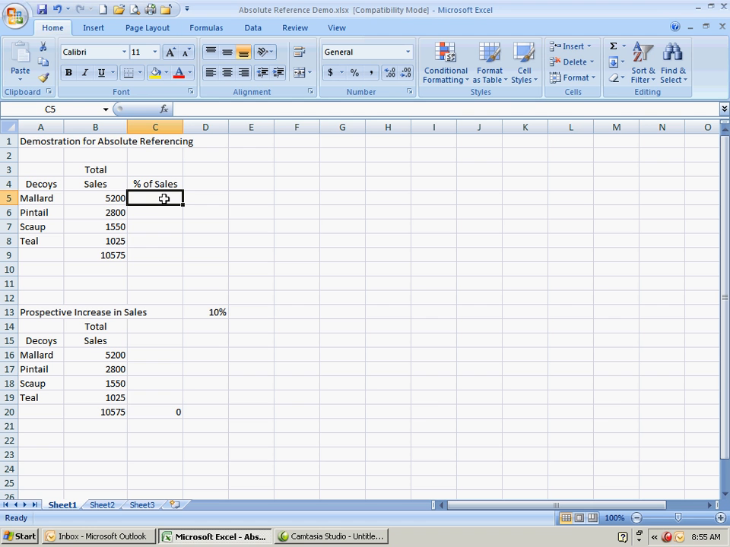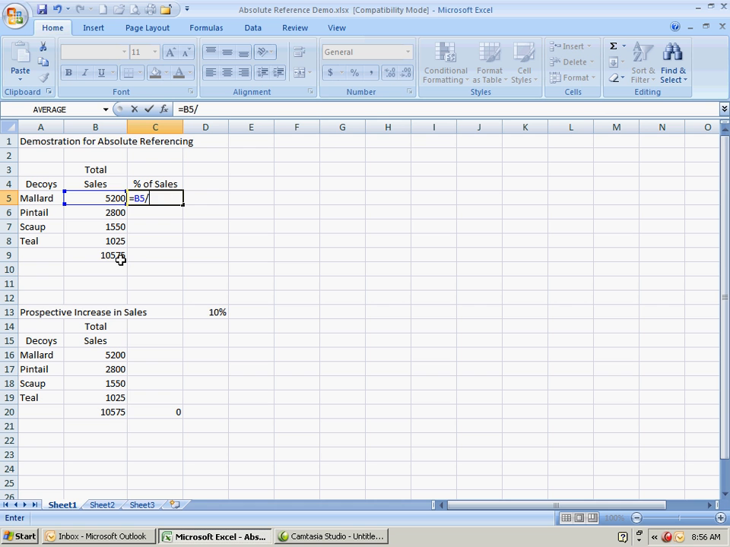Okay, I go to C5 up here and I click the equal sign, and the first cell that I want would be the mallards. I'm going to divide this particular cell first by the total, and each one of these totals by the final total here. And of course I put the divide symbol. Now this is the difference.